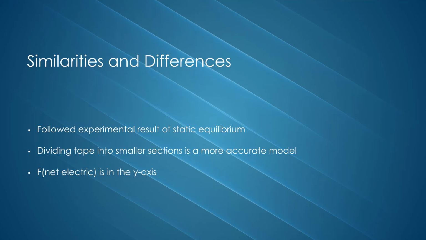Similarities and differences. In both this model and our previous lab, we found that we had static equilibrium where F net equals 0, and we saw that F net electric was in the positive y direction. However, in this new model, we have a bit more information because we can see that there are also forces in the x direction that cancel each other out.